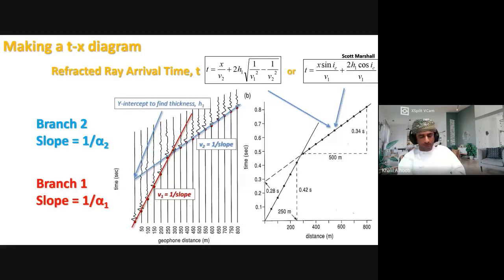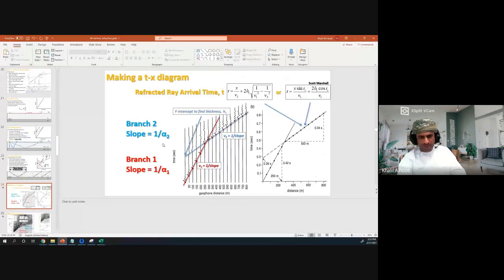So we'll stop here. We'll continue next week on seismic refraction, the seismic technique. Not reflection. This is refraction.